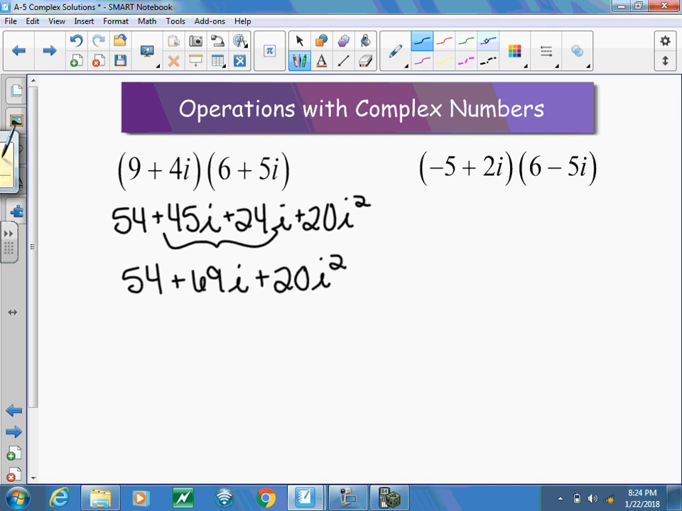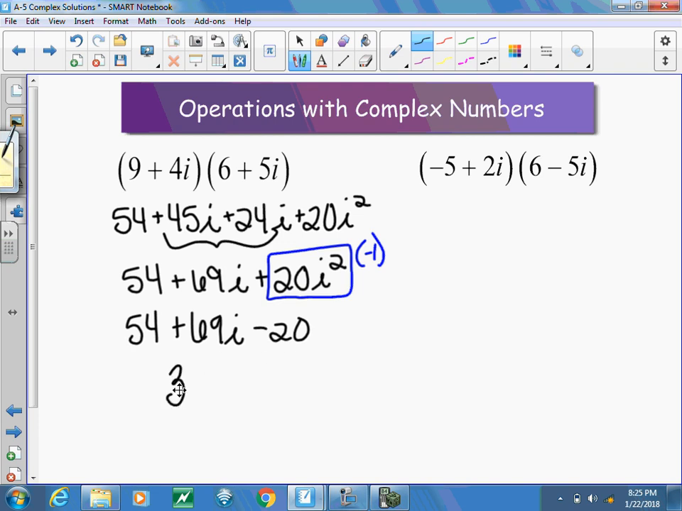And here's where we're going to make one little difference. If this was just multiplying two binomials together, we'd leave it like that. But we know that i squared is equal to negative 1. So we're going to say this is actually 54 plus 69i minus 20. And so now we can combine the 54 and the 20. So I get 34 plus 69i.